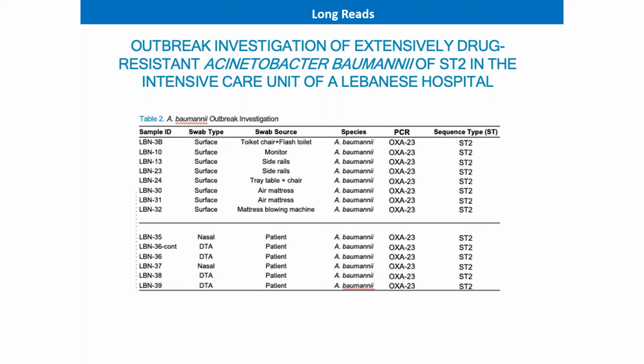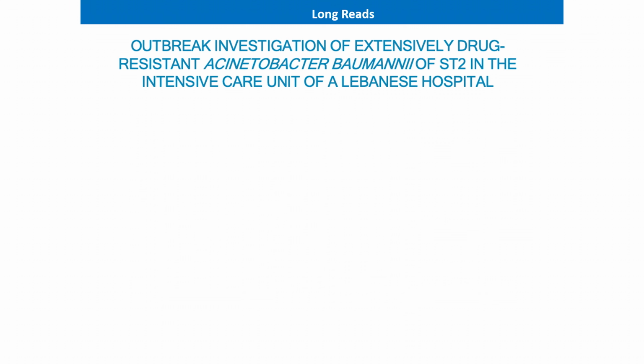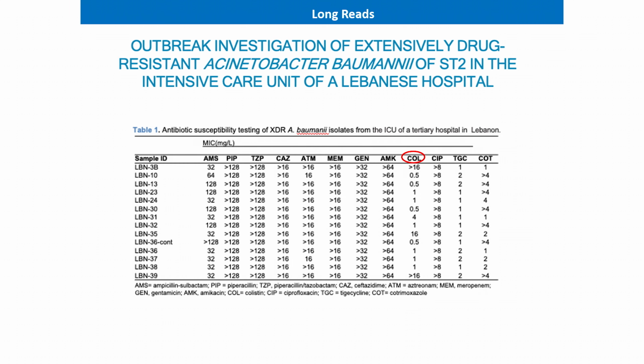As you can see, I had some positive swabs, and this was after disinfection. So it's the side rails of the bed in the ICU, the air mattress, the monitor, and also the toilet. All belong to the same sequence type. And these were extreme drug-resistant antibiotic strains. Only colistin worked.